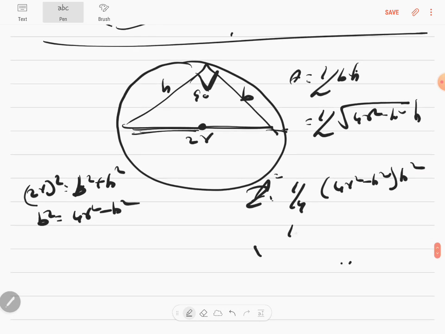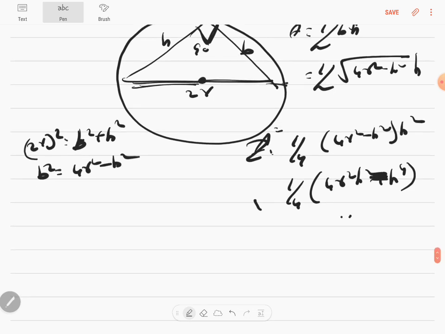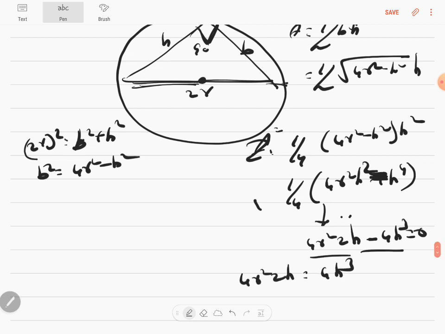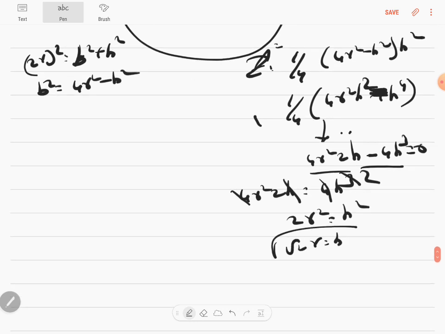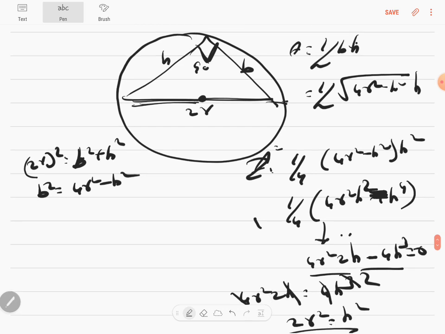Now I can bring it in and differentiate: 4r square h square minus h to the power 4. Let's differentiate this. 4r square is a constant. h square on differentiation will become 2h, minus 4h cube, is equal to 0. Therefore 4r square into 2h is equal to 4h cube. h and h cube get cancelled, 4 and 4 get cancelled. So 2r square is equal to h square. Root 2 r is equal to h, and that would be the proof that they are asking you to show.